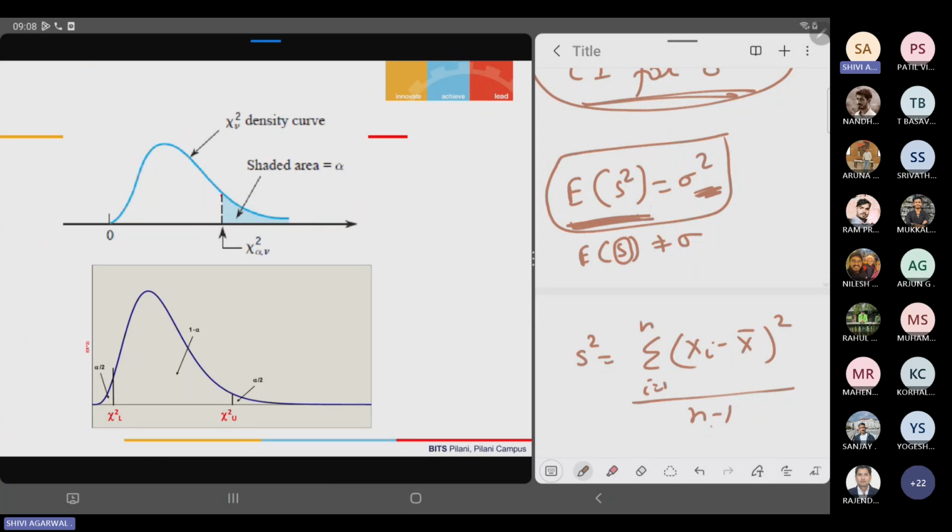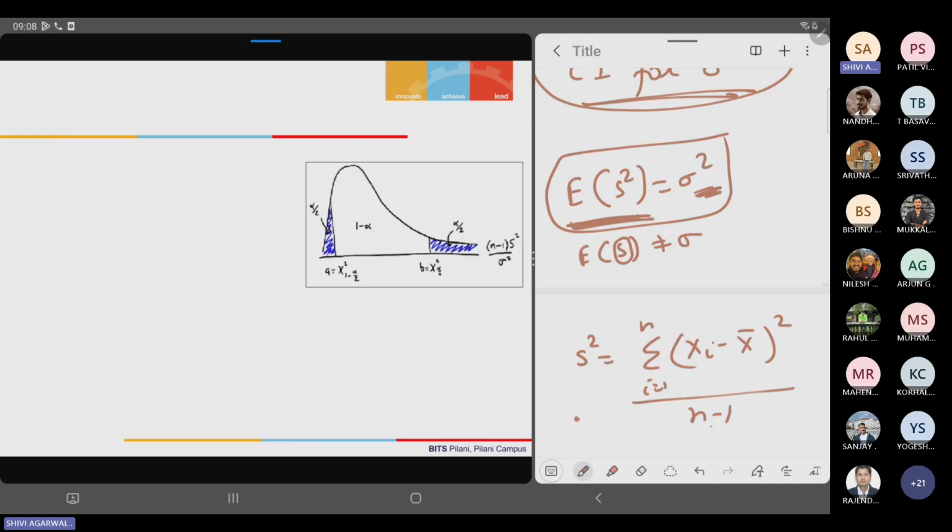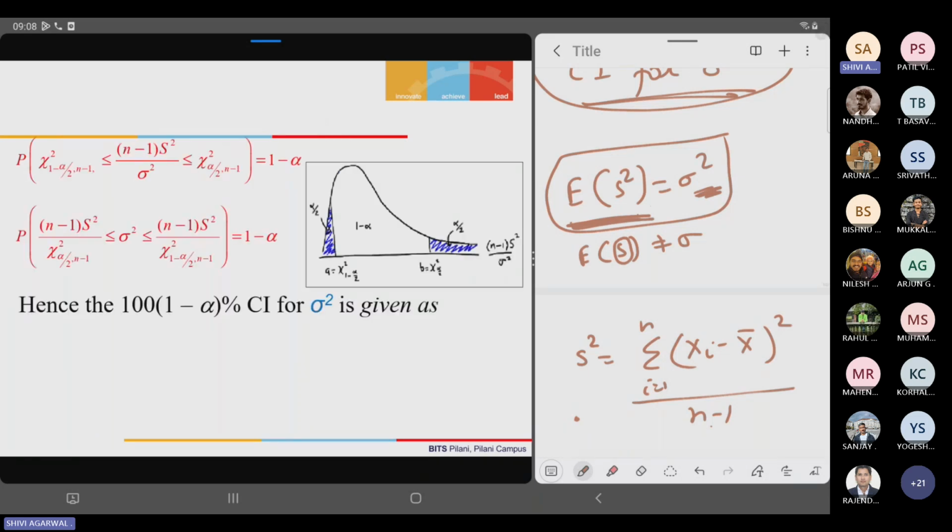Alpha, as I already told you, is the critical value we are getting, the shaded area of this curve. This is one specific density curve for a specific value of nu. Now we can use this concept and say the 100 into 1 minus alpha percent confidence interval for sigma square is n minus 1 s square upon chi square alpha by 2, with the degree of freedom n minus 1.